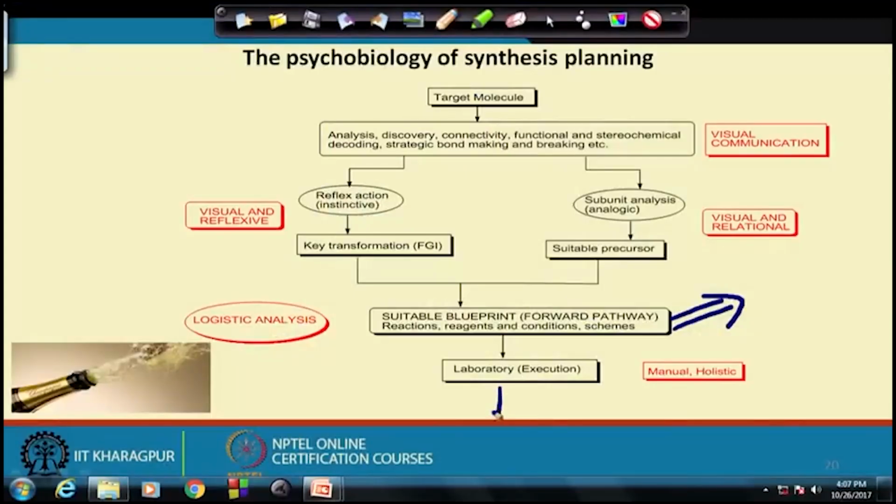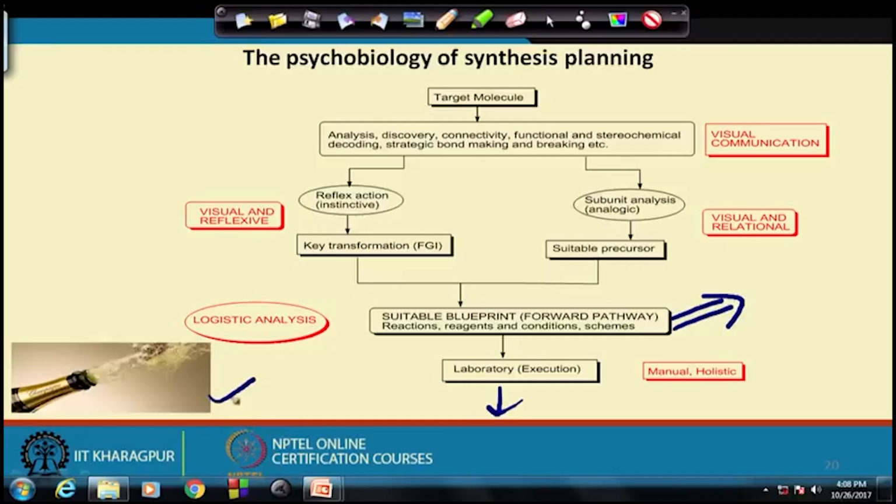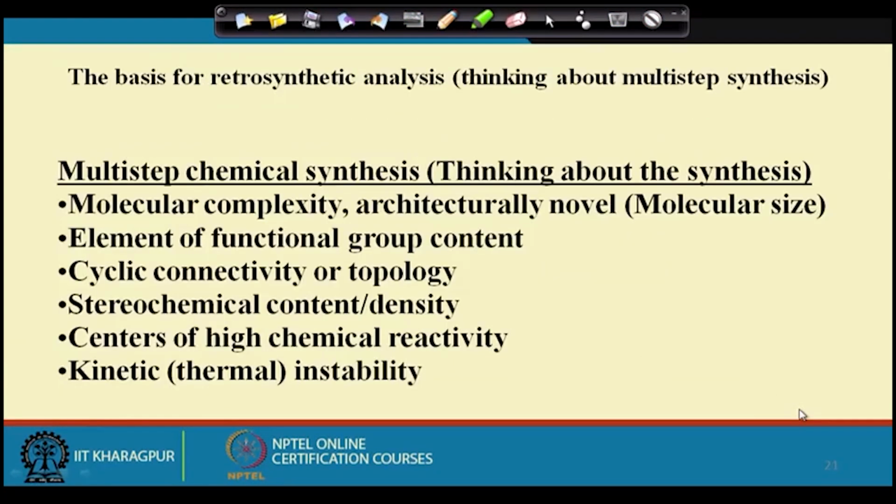So, you have to execute it in the lab, and once you achieve the target molecule, probably you can enjoy it with a bottle of champagne, with a bottle of wine, because this is one of the most rewarding experiences if you choose synthetic organic chemistry as your career. Once you achieve the target molecule, the target has been achieved by your designed pathway and you can enjoy it. These things we will try to figure out in our next sessions.